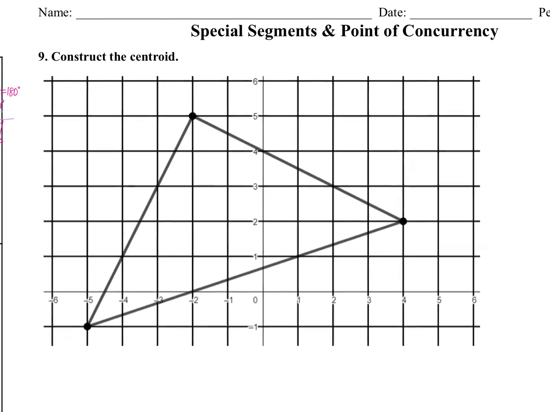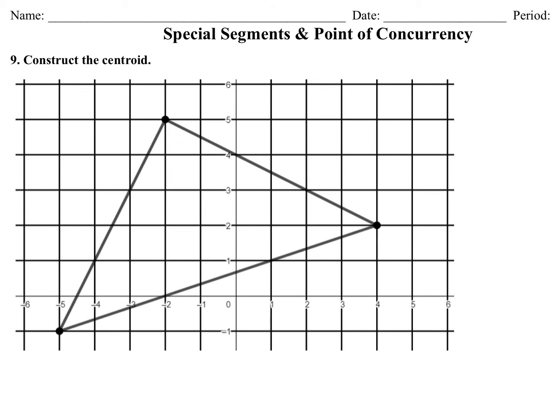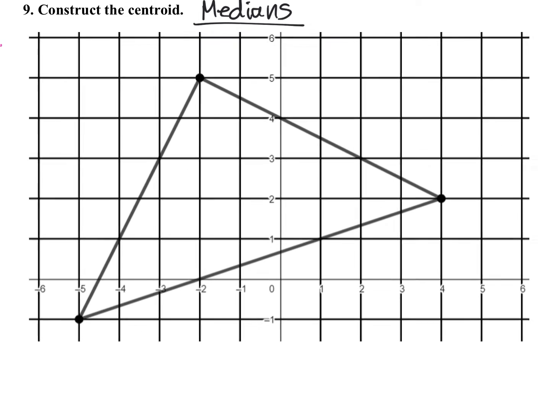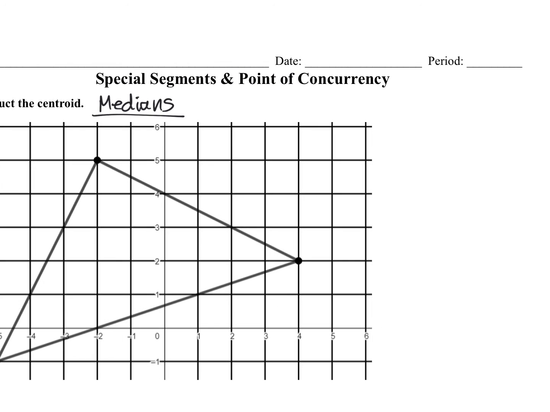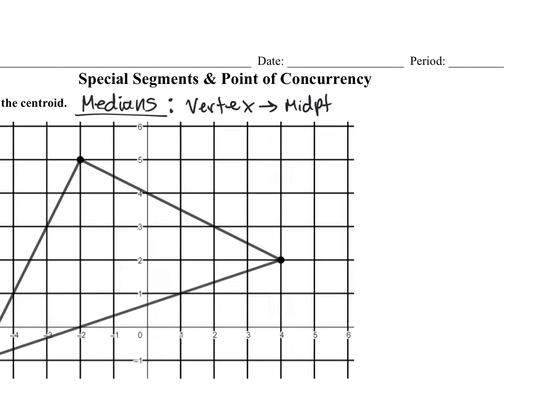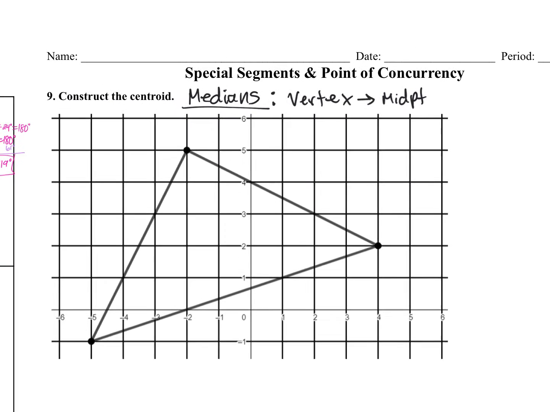Okay, we're going to construct the centroid. In order to construct a centroid, we need to construct medians. Okay, and I know we did this in class, but I'm still going to show you the first method that we did in class. And that is by constructing the medians. In order to construct the medians, the endpoints are the vertex and the midpoint of the opposite side. So I need to find the midpoint of all 3 sides.